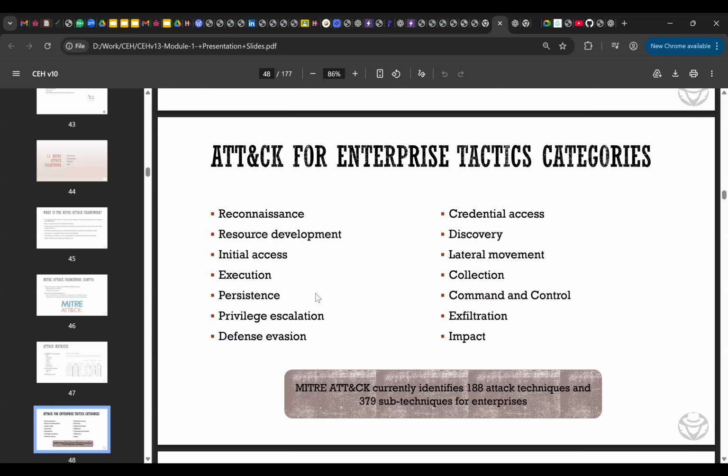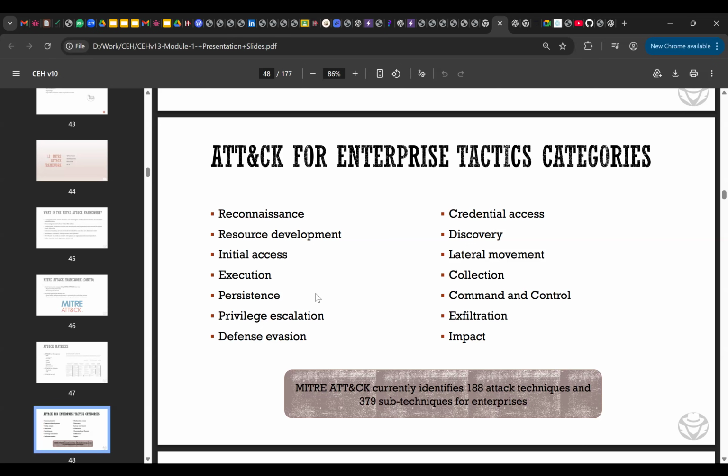Next, we have exfiltration. Exfiltration means exfiltrating the data. Whenever the attacker has collected all the data and connected to the command and control server, it will exfiltrate the data from the compromised host to the attacker-controlled server. That is data exfiltration.